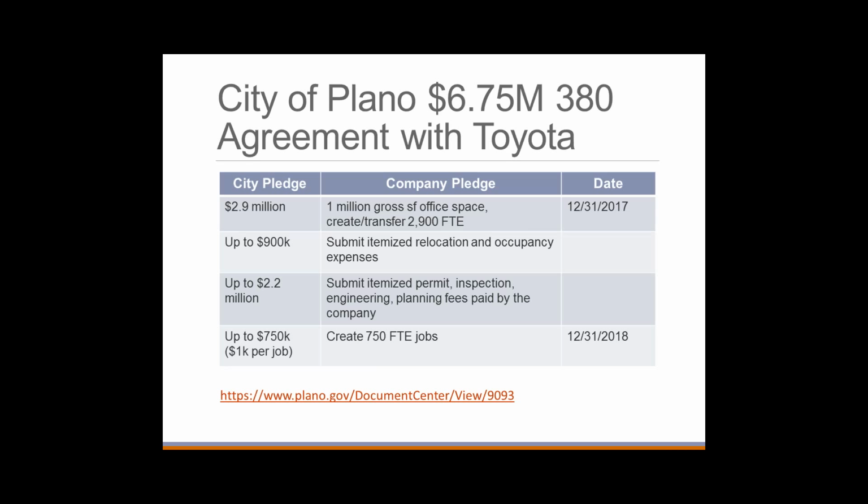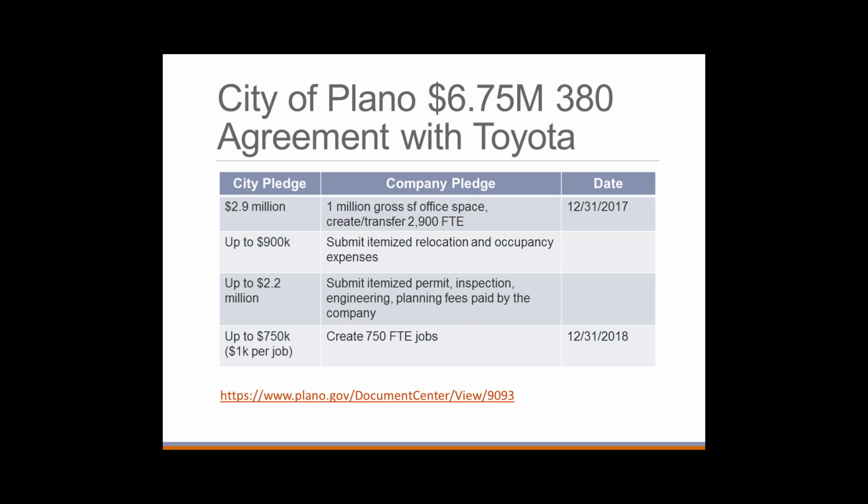If you see, the first 3 are connected. The way it was written, the city pledge, I broke this out into my terminology. So again, I'm reading the incentive agreement and putting it into my terminology. So we've got the city pledge, we've got the company pledge, and we've got some timing on the right-hand side. The first line is a $2.9 million ED grant, and the company's pledging to occupy or build 1 million gross square feet of office space and create or transfer 2,900 FTEs. And it looks like they're giving about $1,000 per job there.